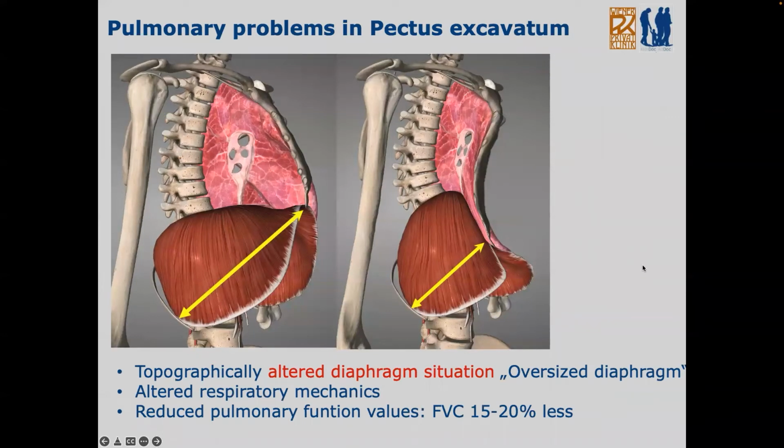The altered geometry of the thorax and the diaphragm leads to altered breathing mechanics, whereby the lungs have difficulties to be fully expanded. The diaphragm seems to be too large. The result is a load-dependent shortness of breath. Here you see the normal size of the diaphragm. Here you see the altered design and the altered shape of the diaphragm, and also the problems in expanding the whole lung tissue.